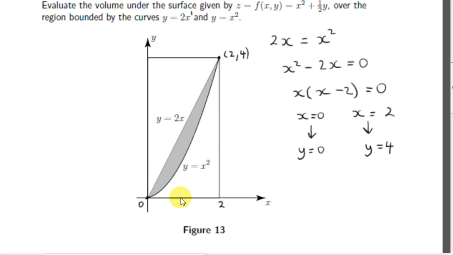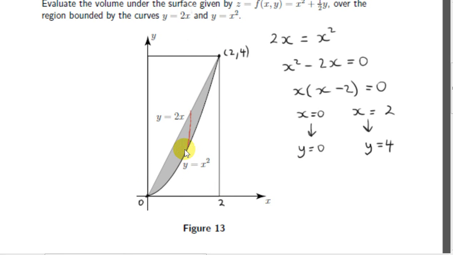So all you have to do is pick one value, say x equals 1, and if you work out 1 squared, you'll get 1, whereas if you plug 1 into the equation of the line, you'll get 2 times 1, which is 2. So we know that the line is above the curve for values of x between 0 and 2.